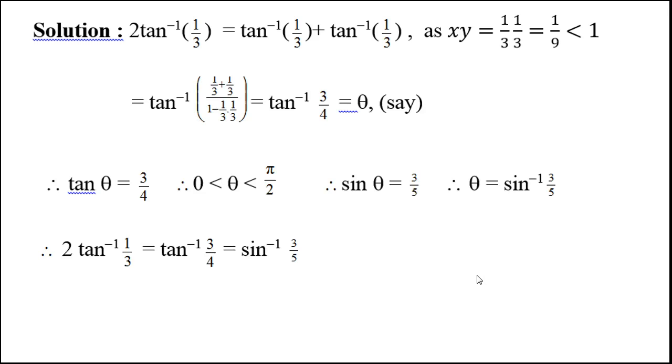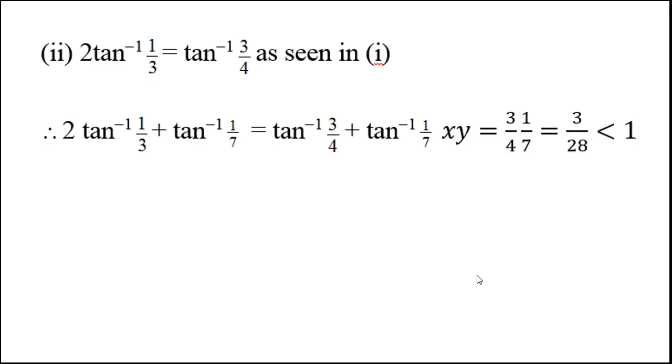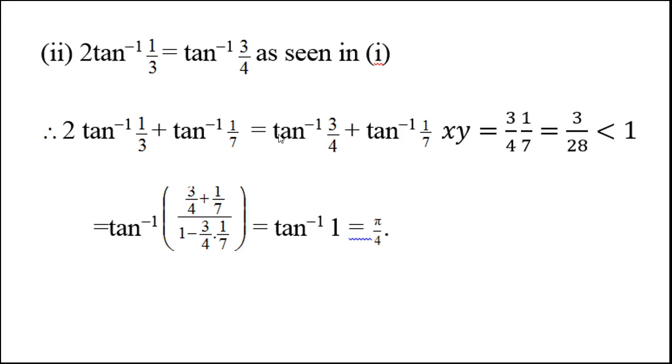कसं लिहिलंय ते पाहूत आपण. इथं लिहिलेलं आहे 2 times tan inverse 1/3 is replaced by tan inverse 3/4. tan inverse 3/4 plus tan inverse 1/7, हे सिम्प्लिफाय करण्यासाठी मला xy ची व्हॅल्यू लागते. x is 3/4 and y is 1/7. Their product is 3/28, which is less than 1. So I can use the first result and write this sum.